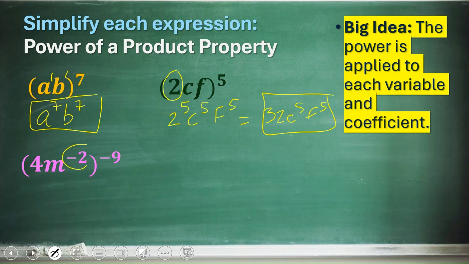So this becomes 4 to the negative 9th. And then m to the negative 2 times negative 9, that's the power on power. Remember, we multiply the exponents, which gives us a positive 18.